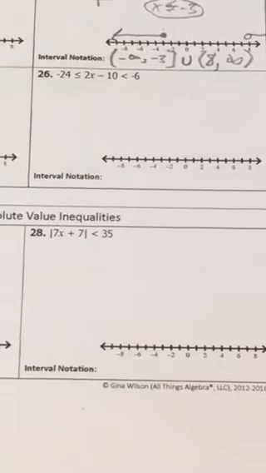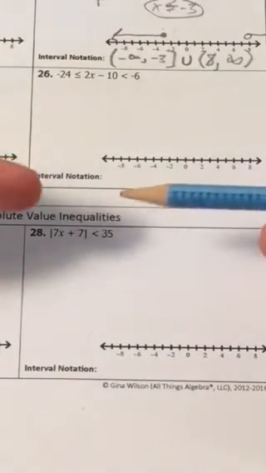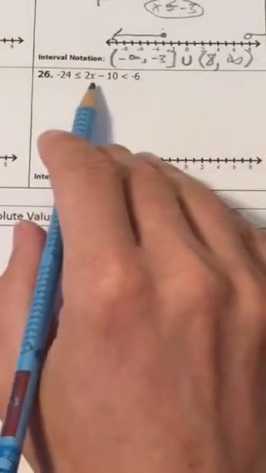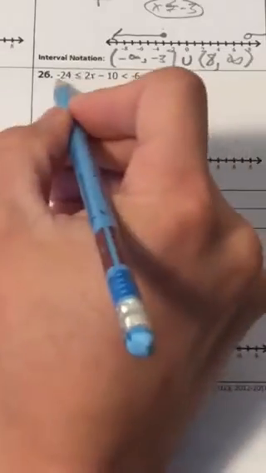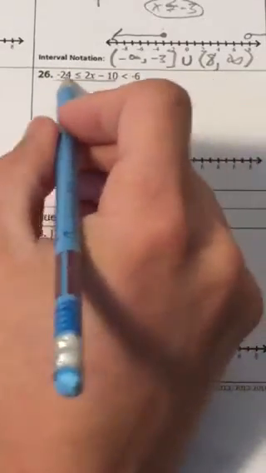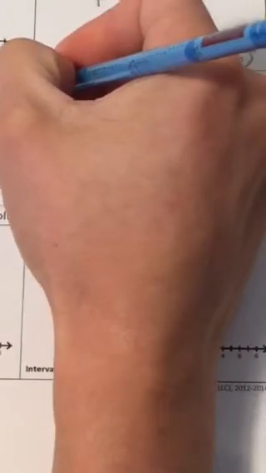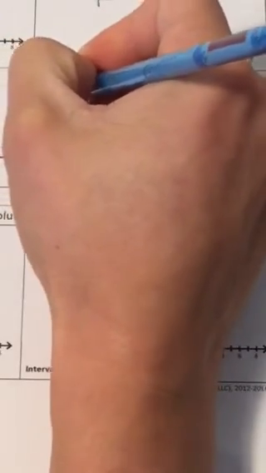Yeah, one more. Here's an and, which means they should be pointing toward each other. So the way you do this is you break it in 2 parts. So I'm going to have this part, -24, less than or equal to 2x minus 10.